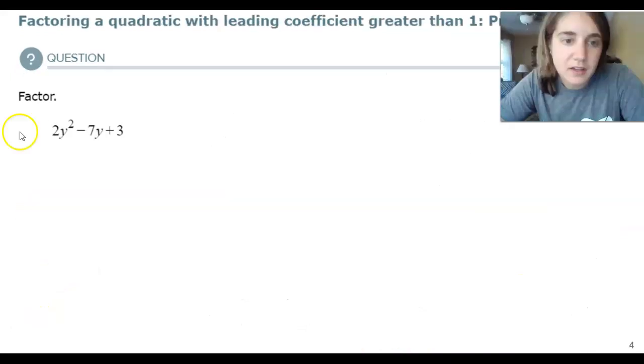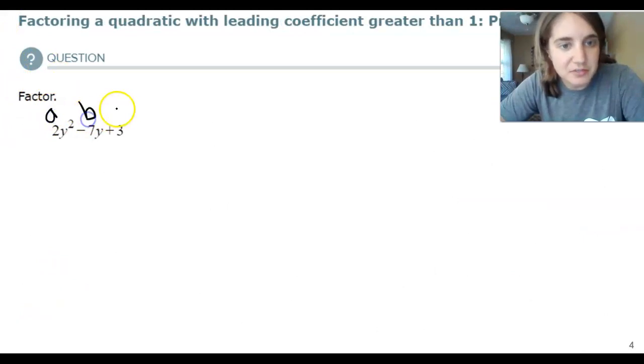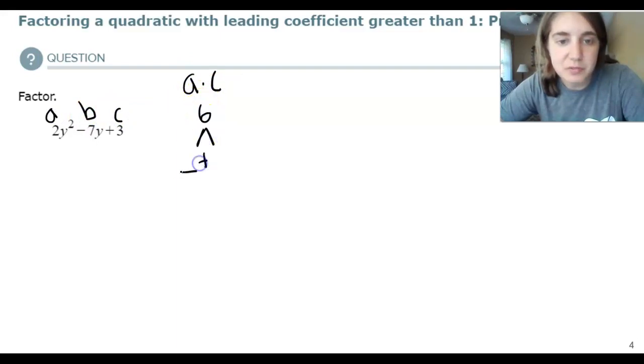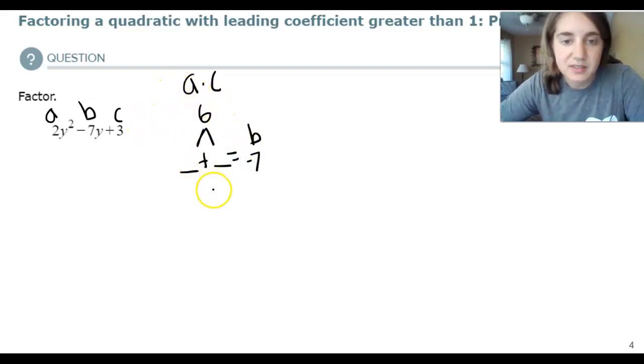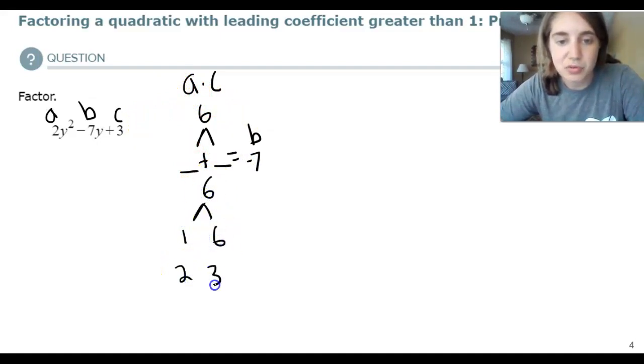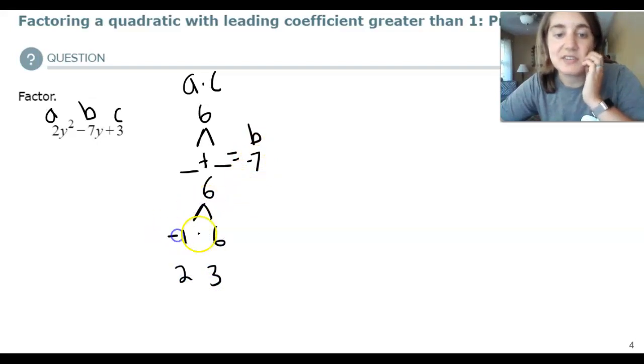Yay. Okay, I have a trinomial, so I'm still doing the same idea of an ACB tree. Here's A, here's B, here's C. A times C is 6, so what two numbers multiply to 6, but add to my B of negative 7? So I think of 6 as 1 and 6, 2 and 3, but I need them to add to negative 7, so I'm going to make both of them negative. Negative 1 minus 6 equals negative 7, but multiplies to 6.